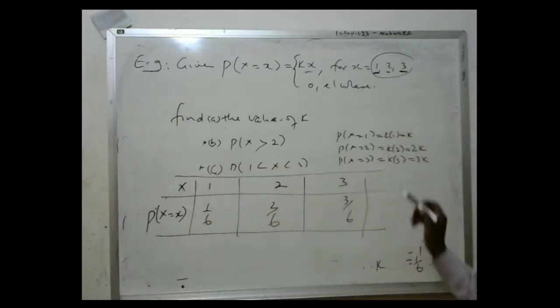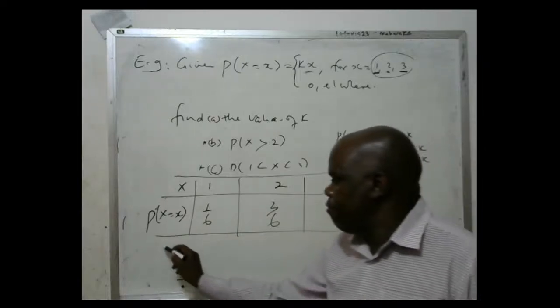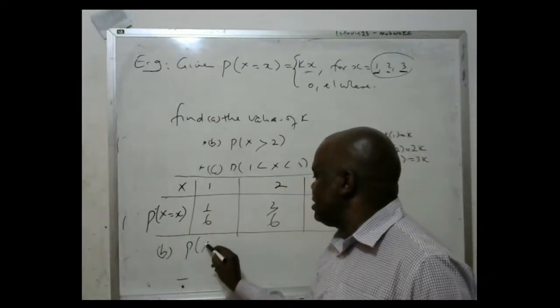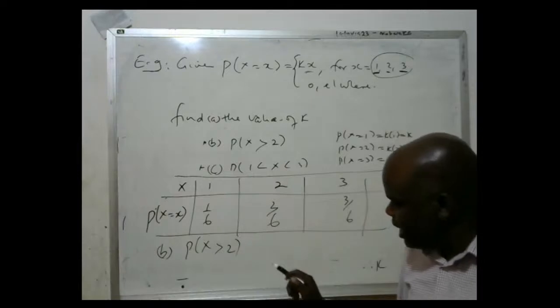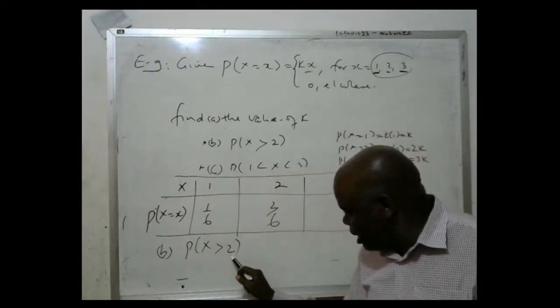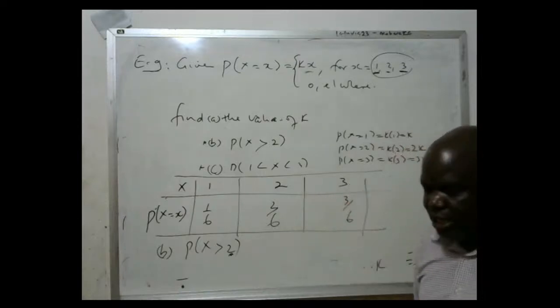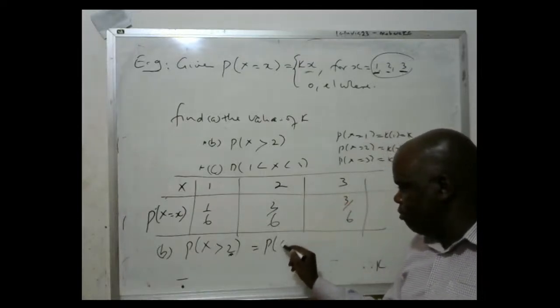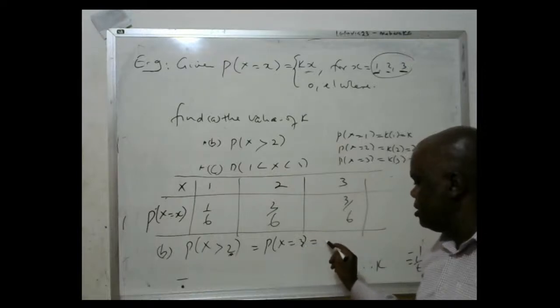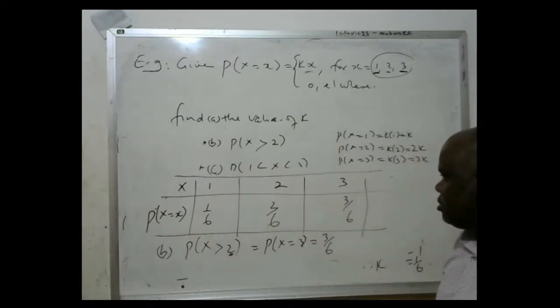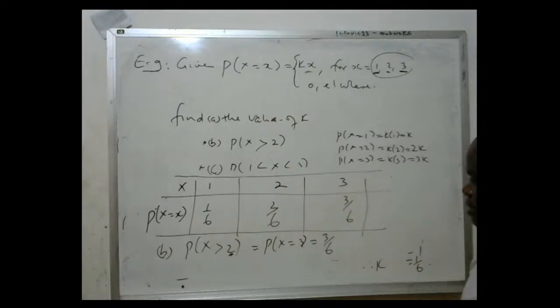We can now come here and say, therefore, for the b part, the probability of x is bigger than 2. Now, the observation which is bigger than 2 is only 3. So that means this is equal to the probability of x is equal to 3 alone. And this is equal to 3 out of 6. Basically, that's that. And this is equal to half.